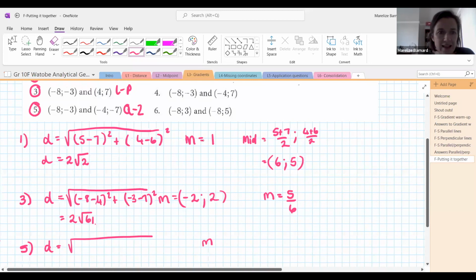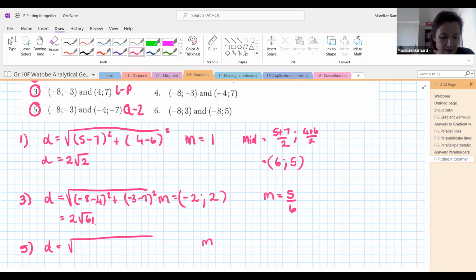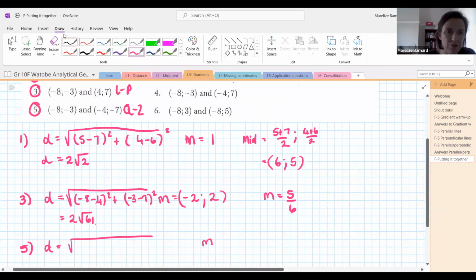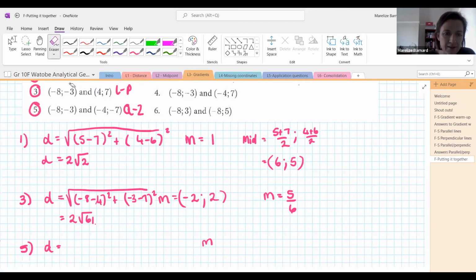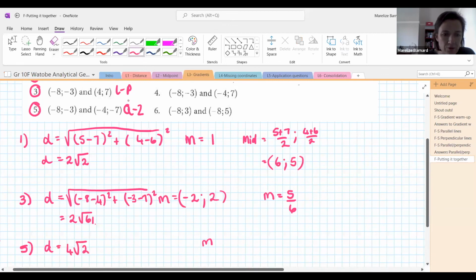So what did you say? Did you say -8 minus bracket -4? And then you said -3 minus -4, -7, like that, and then square root 4 root 2. I do agree with you. Well done. Let's write that there, 4 root 2.